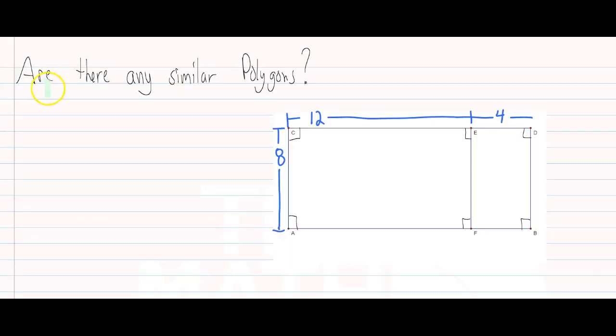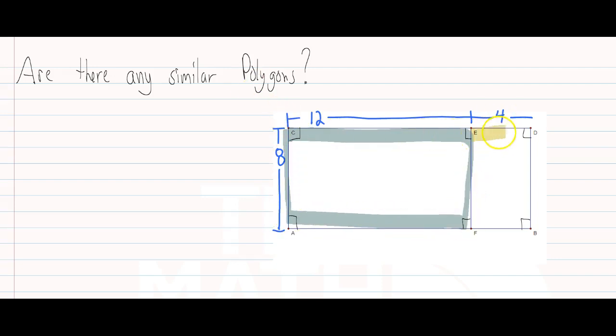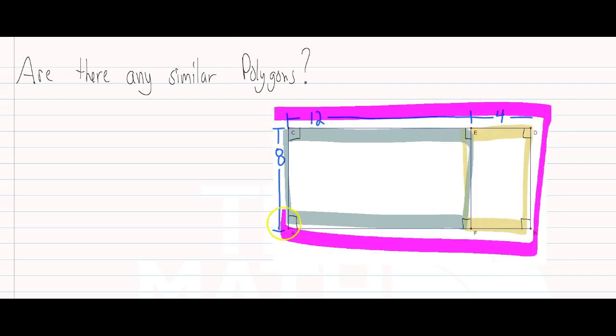Next question. Are there any similar polygons in this shape? Well, I see a total of 3 rectangles. We have this gray one. We have this one, and then we have the entire shape. So we're going to compare all of them. We know that all the corresponding angles are congruent. They're all 90 degrees, so we're just comparing sides.